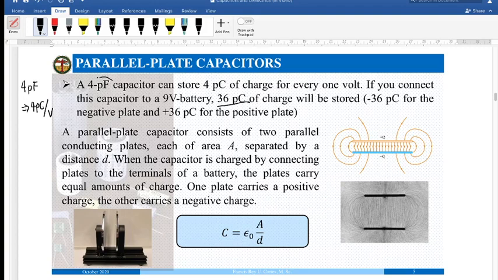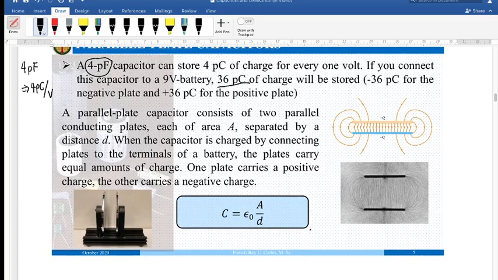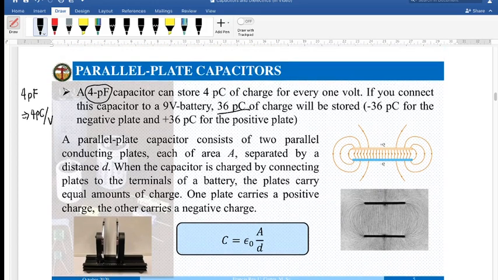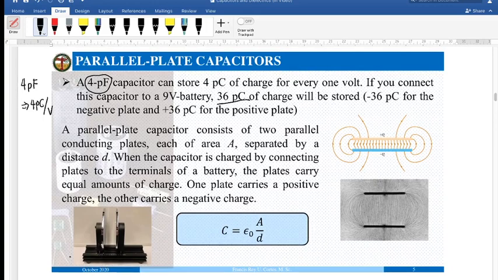So again, the capacitance will not change. This will only change if the geometry is different. Okay? So as you can see, only the charge and the battery change, so that the 4 picofarad capacitance of the capacitor is maintained. Okay, so that's the idea of capacitance.